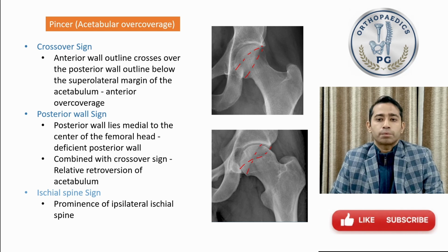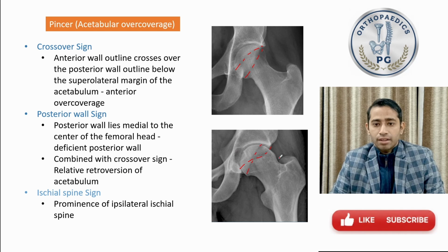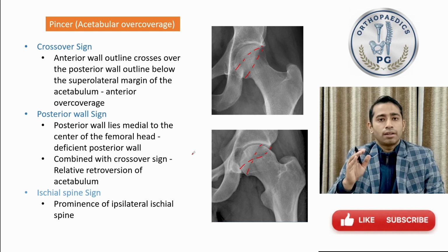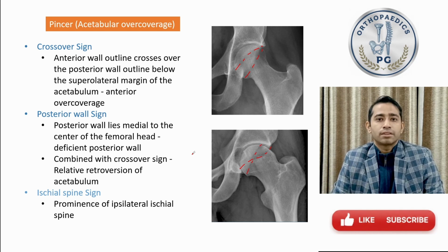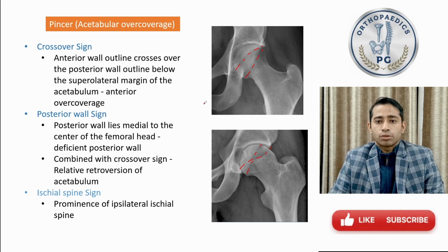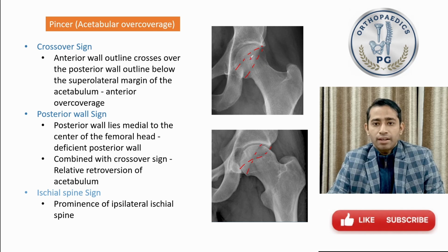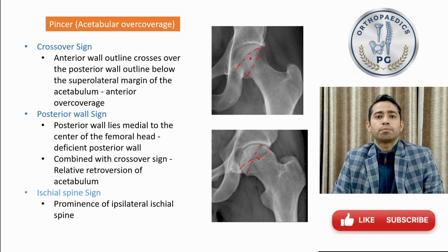So what does a crossover sign show? A crossover sign shows that the anterior part has an area of overcoverage. Now this overcoverage may be with a normal posterior coverage or a deficient posterior coverage. For this, we see the posterior wall sign. So what is this posterior wall sign? Normally the center of the femoral head lies medial to the posterior wall. If this center lies lateral to the posterior wall, this is known as posterior wall sign, and it indicates that there is a deficient posterior coverage.